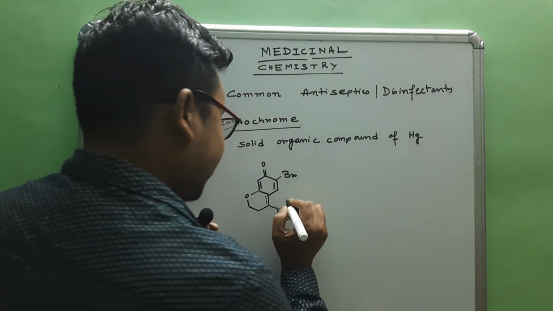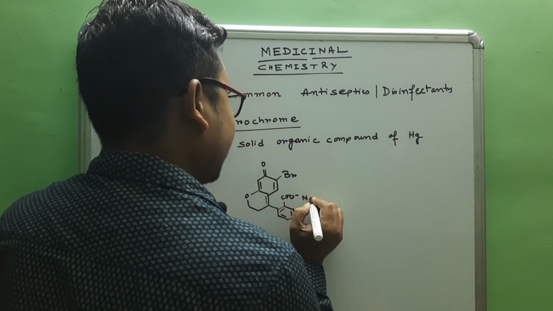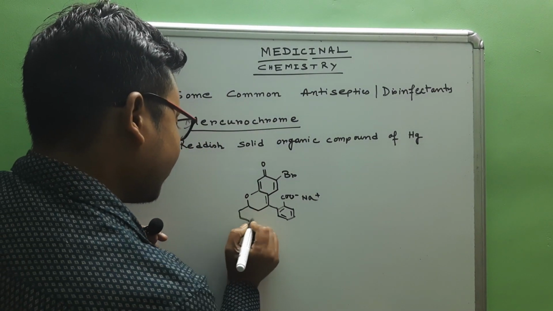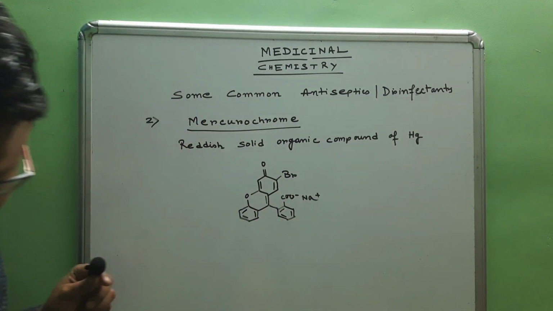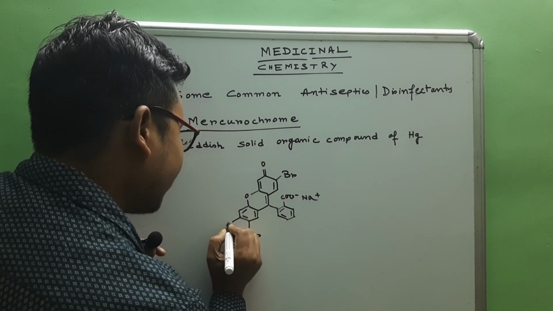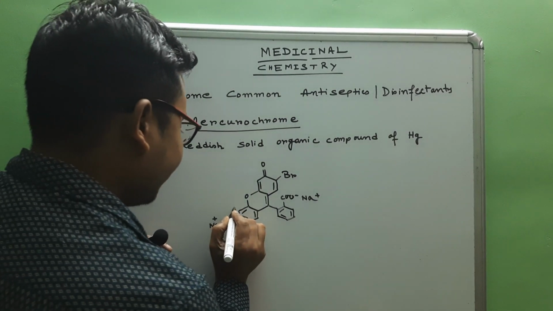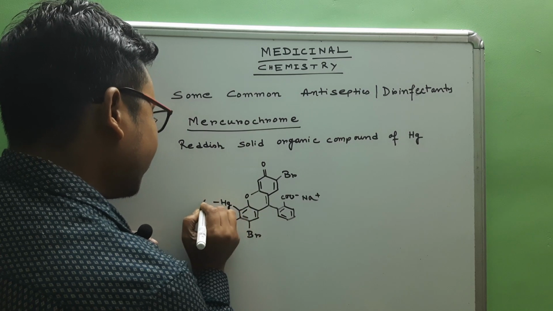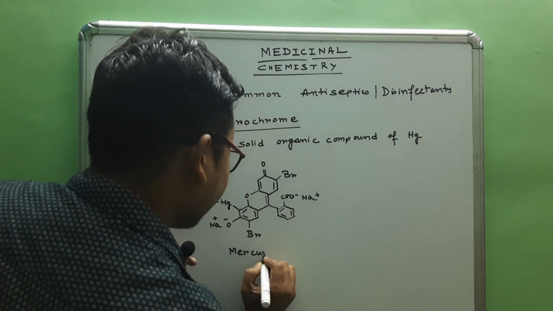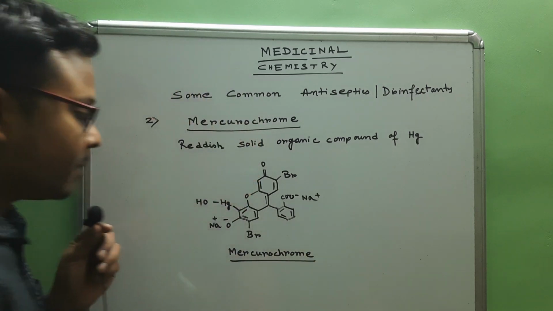O, C, Br, O minus Na plus, and here it is Hg OH. This is Mercurochrome.